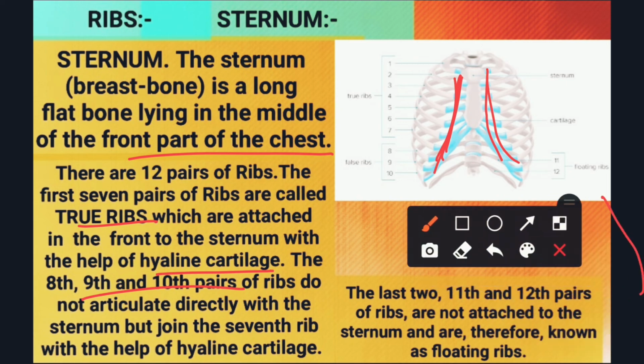Next part, जो लास्ट टू 11 to 12 पेयर है रिब्स की, वो अटैच नहीं है स्टर्नम से, वो वर्टिब्रल रिब से, क्योंकि वो वर्टिब्रा से अटैच है, that's why they are called the floating ribs.